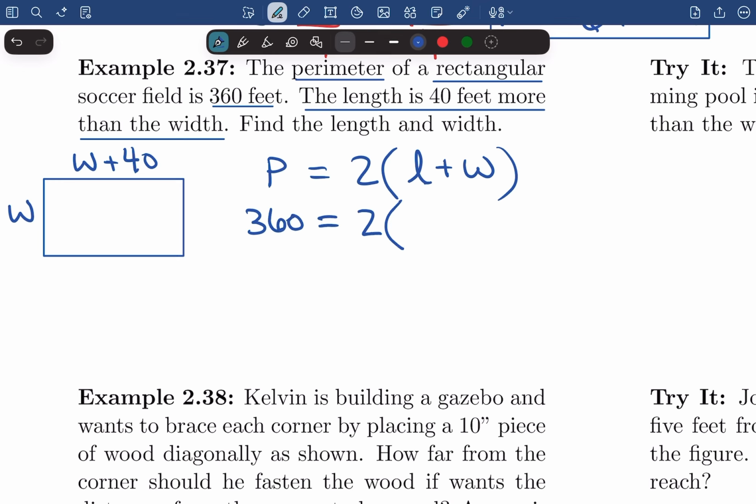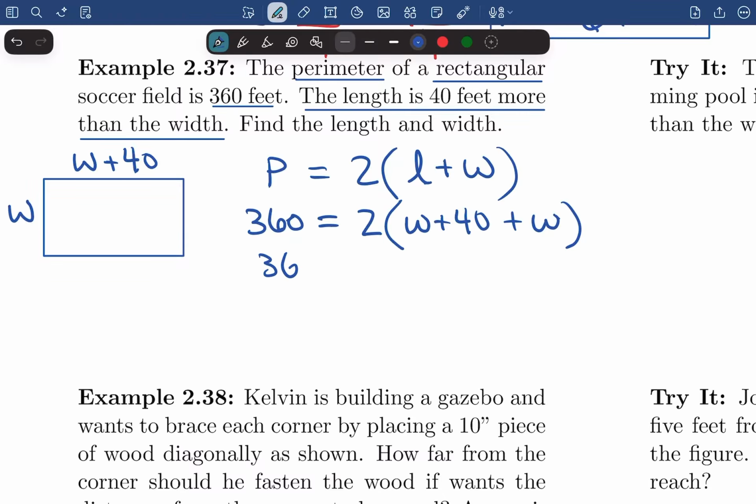Equals 2 times the length. But we wrote an expression for the length in terms of the width as W plus 40. And then I can add W, the width. Writing it like this allows me to solve for the width. So now let's get out our algebra skills.